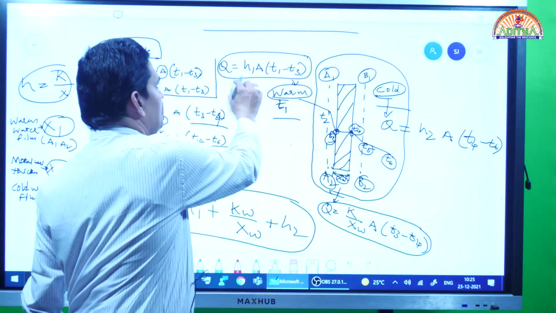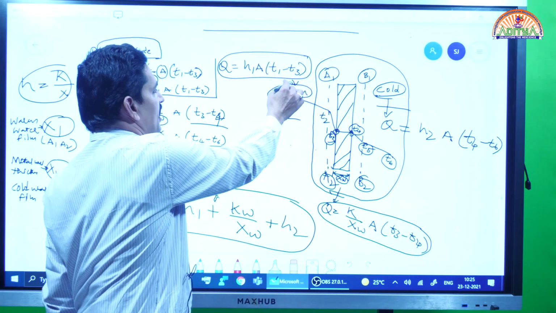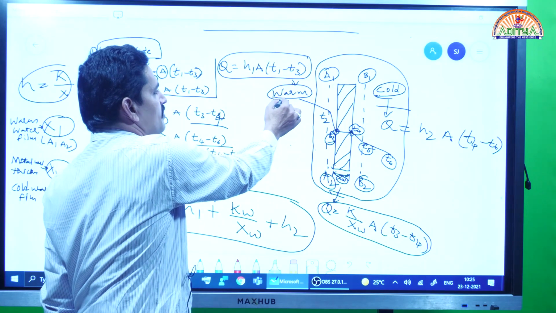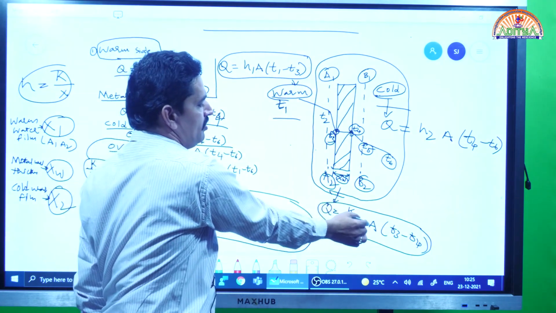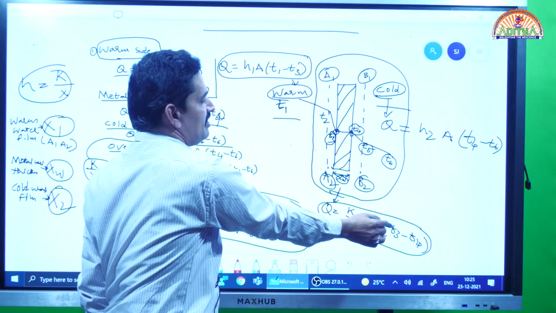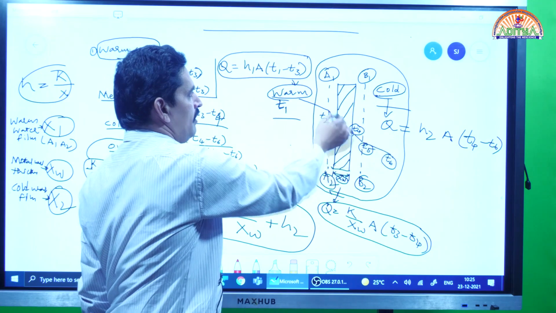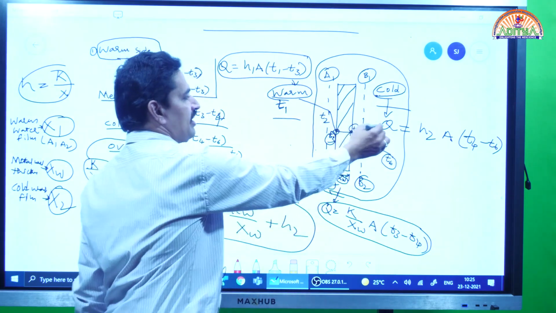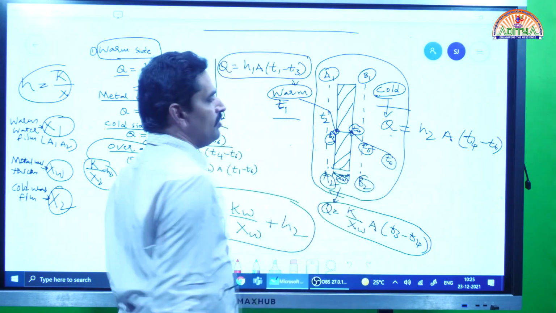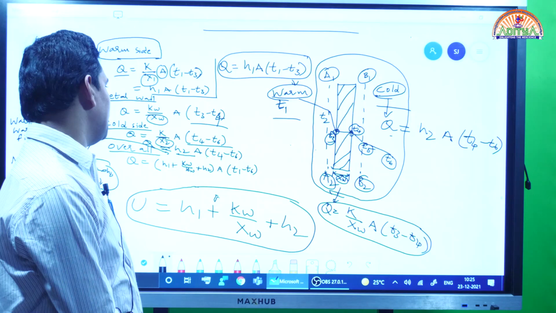So Q is equal to H1 A into T1 minus T3 is the equation for the rate of heat transfer through the warm surface, as well as Q is equal to K by xw into A into T3 minus T4 for the heat transfer through the metallic wall, as well as on the cold side Q is equal to H2 into A into T4 minus T6. Like that we can write the equations.